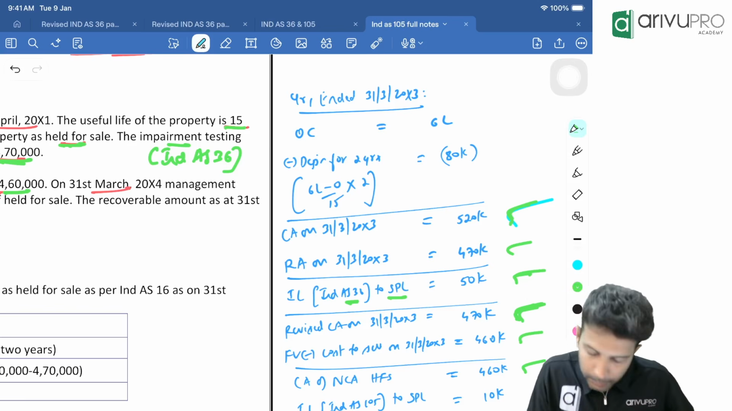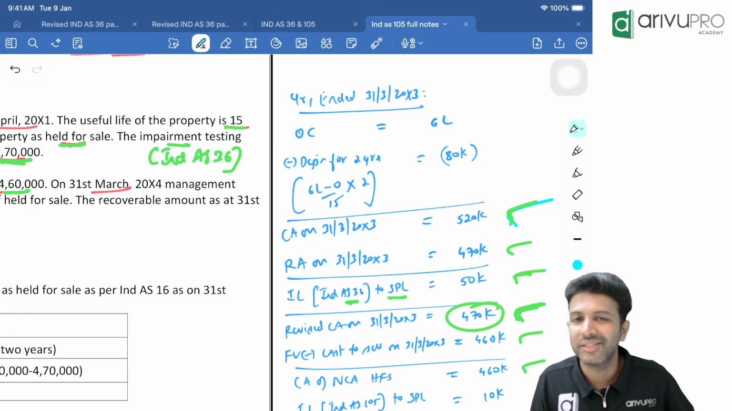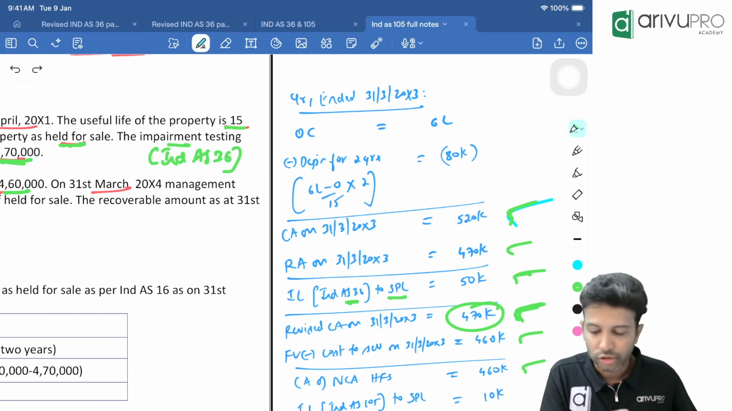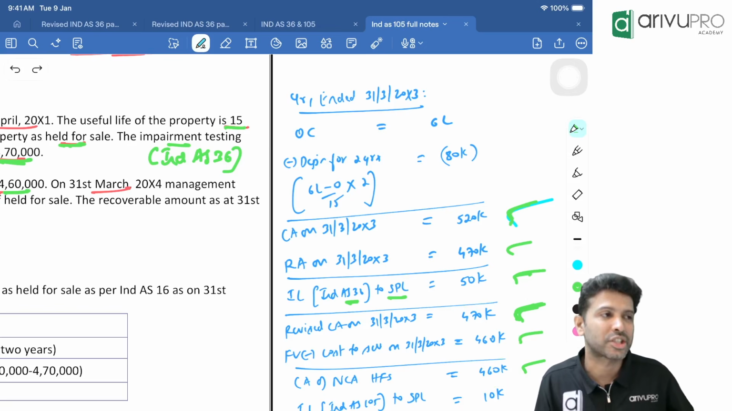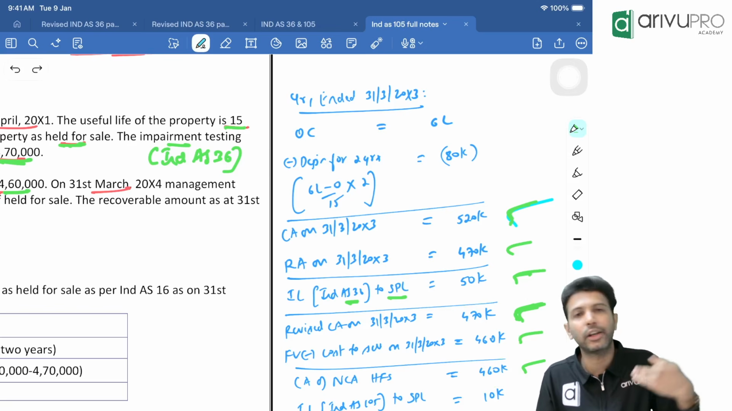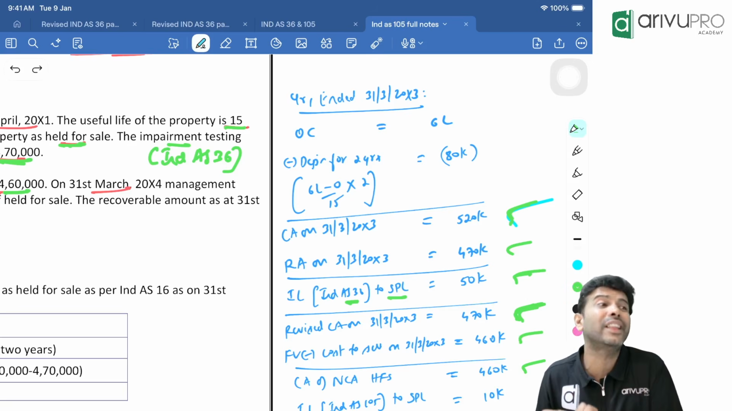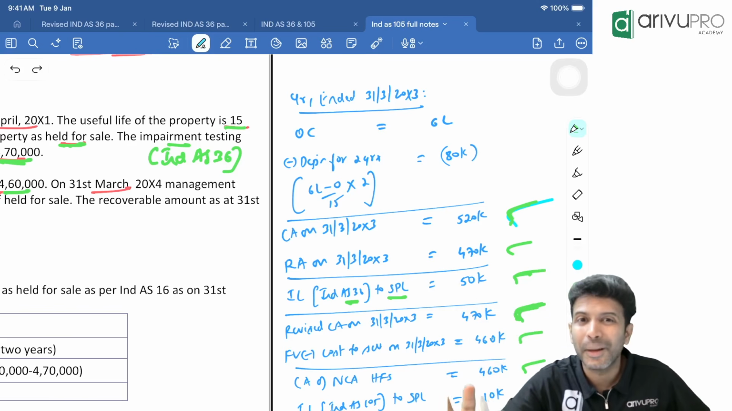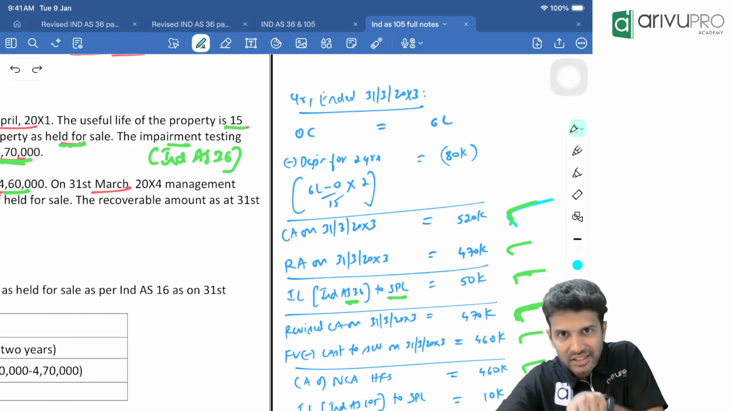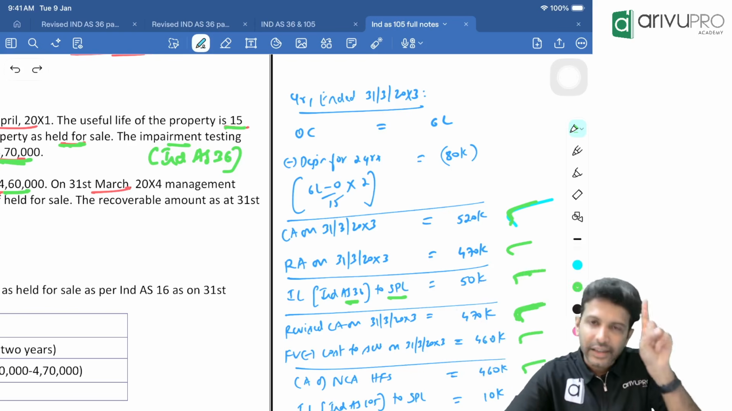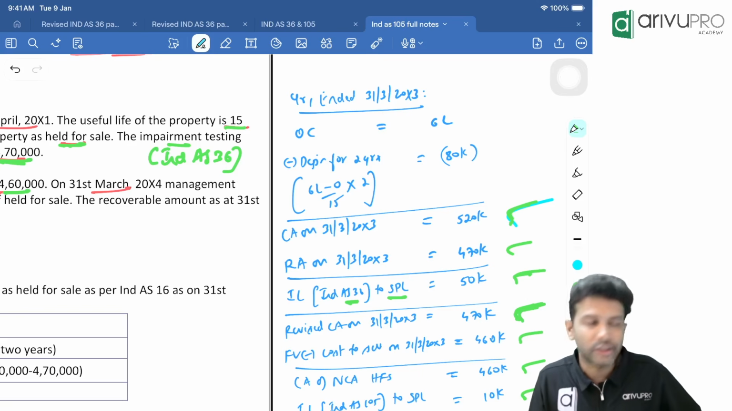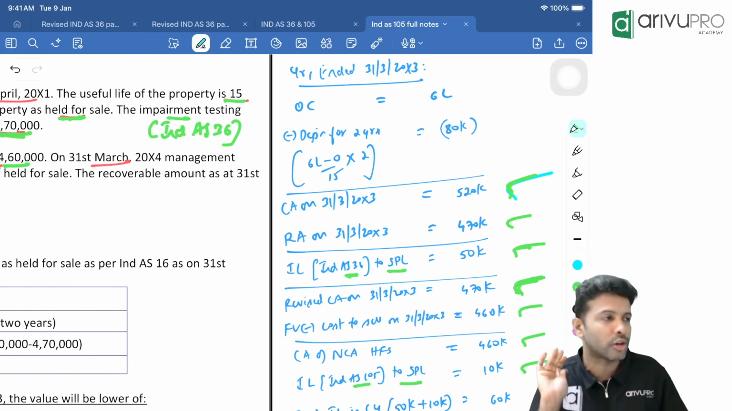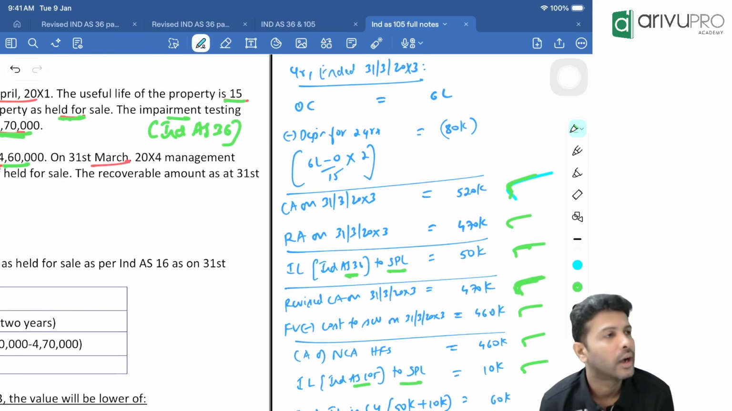Got it? But currently its carrying amount is 470. From 470 you are valuing it at 460, so you are reducing. Correct? From 470 to 460 means there is a reduction of 10,000. This 10,000 you will book as impairment loss. But is this impairment loss as per Ind AS 36 or Ind AS 105? Ind AS 105. The 10,000 reduction you will book as impairment loss as per Ind AS 105, and it goes off to the statement of profit and loss. Agreed, sir?